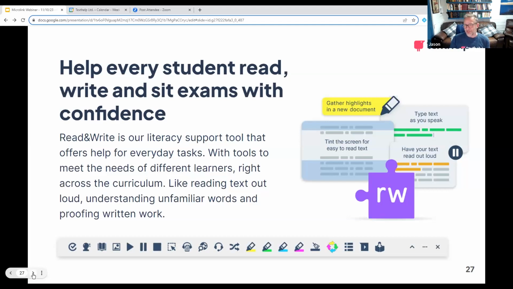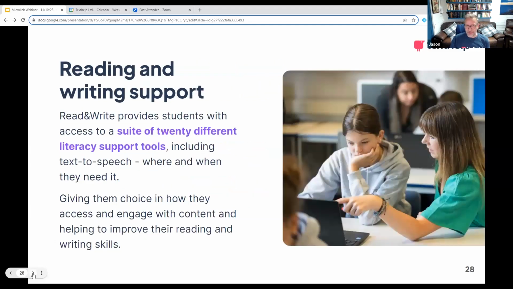We had our Festival of Inclusive Education just yesterday, and some of the teachers were saying on that there were traditional support tools like dictionaries maybe in some classrooms but not in other classrooms. Certain tools might be available in some classrooms but not in others. But Read and Write is a toolbar which sits on the laptop and follows the student everywhere they go, everywhere where learning happens, and they get support. They get reading and writing support. There's a suite of 20 different literacy support tools, including the likes of text-to-speech, where and when they need it.